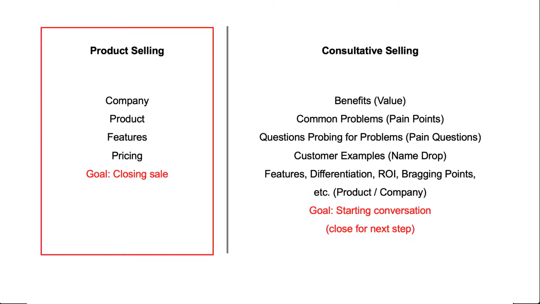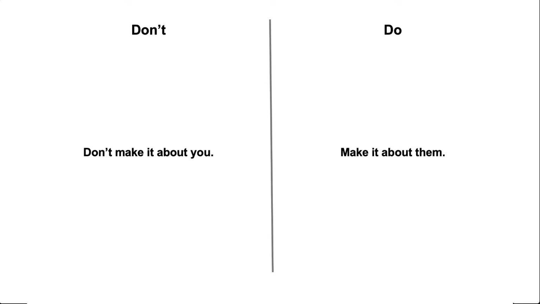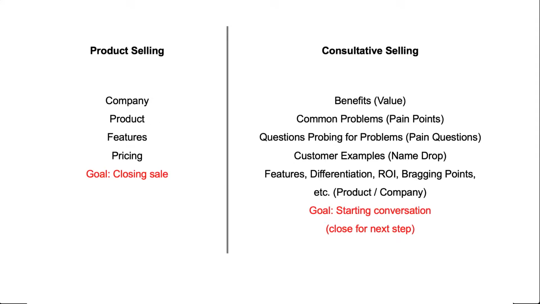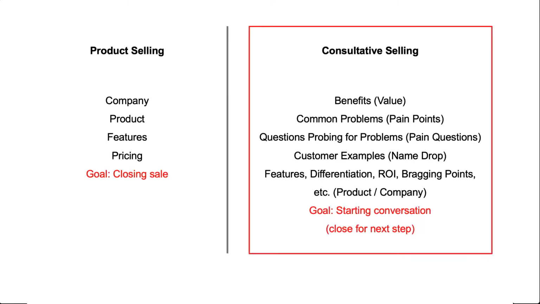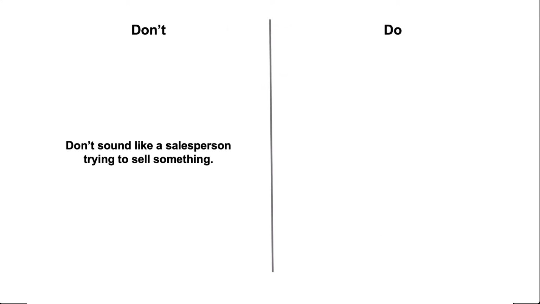And what I would say instead of doing that is instead of making it all about you in your messages, make your message all about the prospect. And the easiest way to do that is if you use the consultative selling approach, you're going to make it all about the prospect because you're going to talk about improvements that they might see or be interested in. You're going to talk about pain points they might have. You're going to ask them questions. You're going to share examples and whatnot. So this is going to be a more all about them approach. I'm going to show you some email templates that apply this and make it less all about you. Don't try to sound like a salesperson trying to sell something.